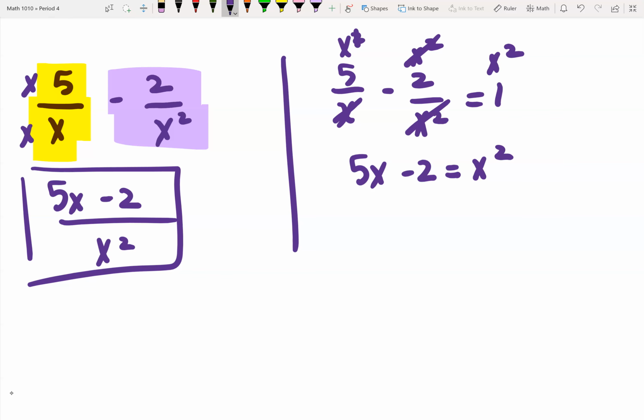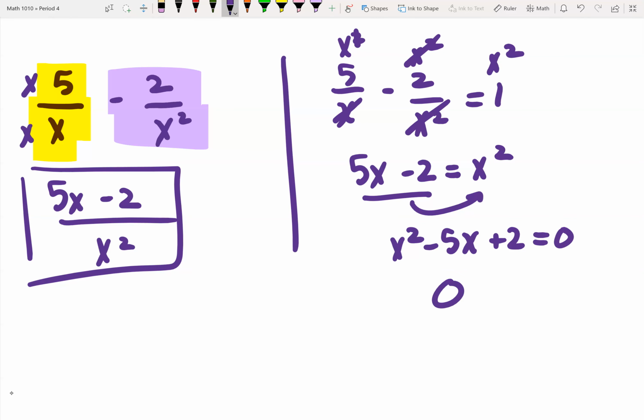Now this didn't turn out very clean because I just made it up in my head. I'm just going to show you what the next step would be. Pull that over. X to the second minus 5x plus 2 equals 0. And then what would we do here? Quadratic formula. We're not even going to go there, but you get the idea.